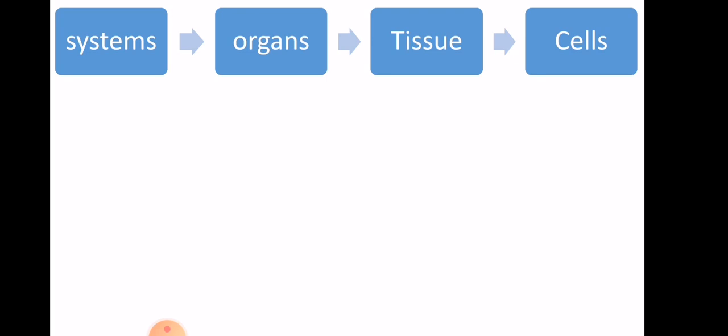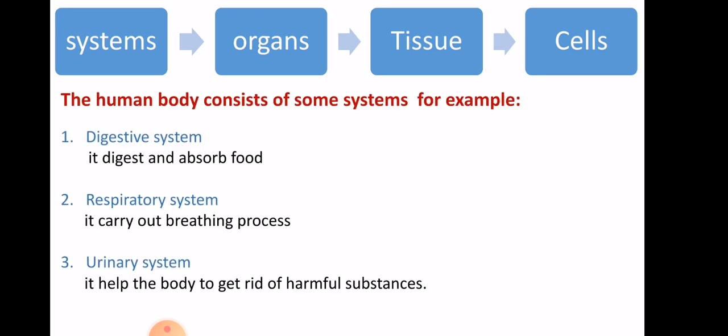These systems consist of organs, and the organs consist of tissues, and the tissues consist of cells. Okay, the human body consists of some systems, as we know, like the digestive system and the respiratory system, and these two systems we are going to discuss in details in the first two lessons. Also, the urinary system.